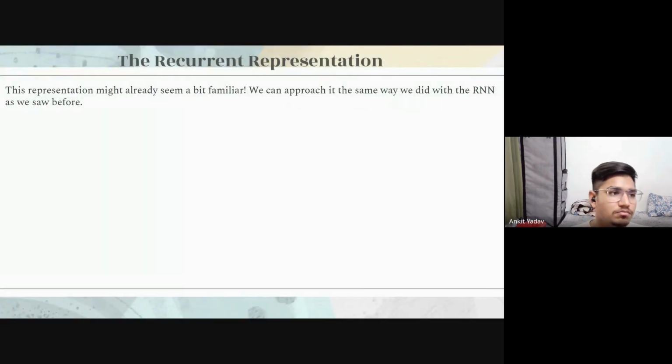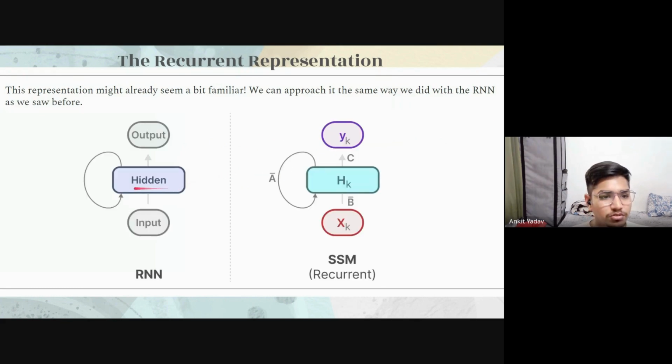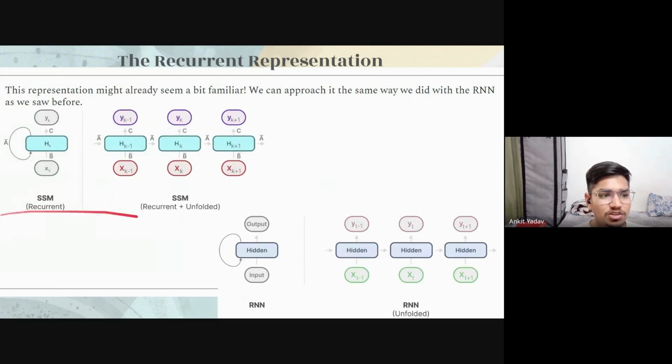This representation seems a bit familiar because we have seen a similar thing in RNN also, where over the time the hidden states get improved. We are calculating new hidden states. So this was the thing in RNN. Hidden state was getting improved, and in case of SSM, a similar thing is happening. If I unfold this image, it will be like this actually.